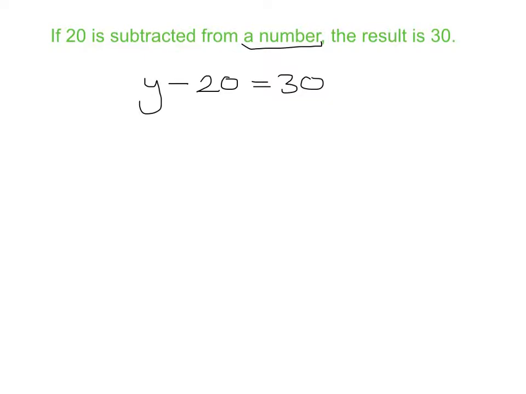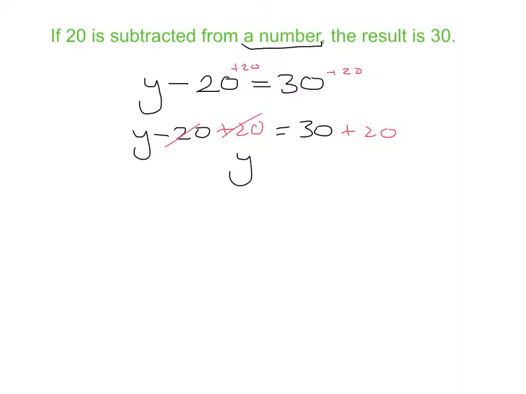Now we need to do our reverse operations. So we're taking away 20, so the reverse of that's plus 20. So we need to plus 20 to both sides. So we're going to have y minus 20 plus 20 equals 30 plus 20. And on the left hand side here, our minus 20 and plus 20 will cancel each other out, leaving us with y alone, and 30 plus 20 is 50. That's the answer to the second one. Let's move on to the next one.